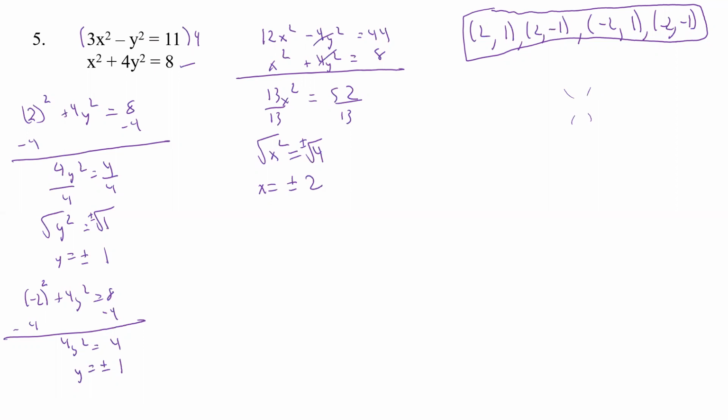Now we can check, if we check maybe the (2, 1). So 2 squared is 4, times 3 is 12, minus 1 squared is 1, 12 minus 1 is 11. Here we have 2 squared is 4, 1 squared is 1, so 4 plus 4 is 8, and that works. And every time you square positives or negatives, you're going to get the same thing, so it works in all the cases.